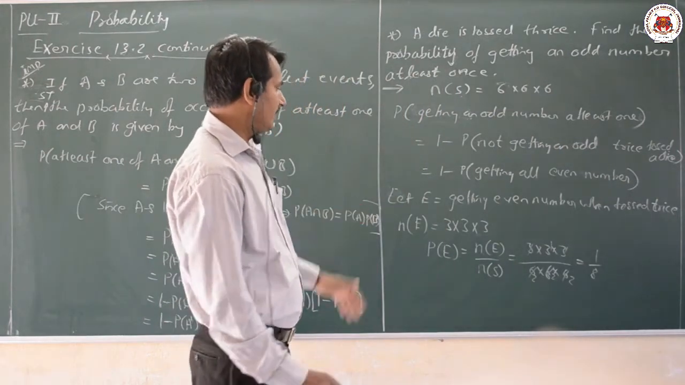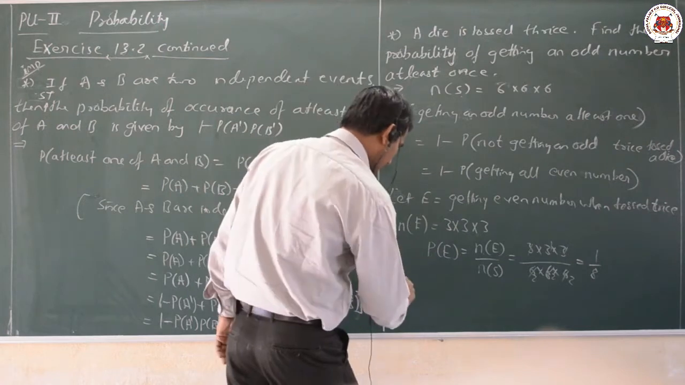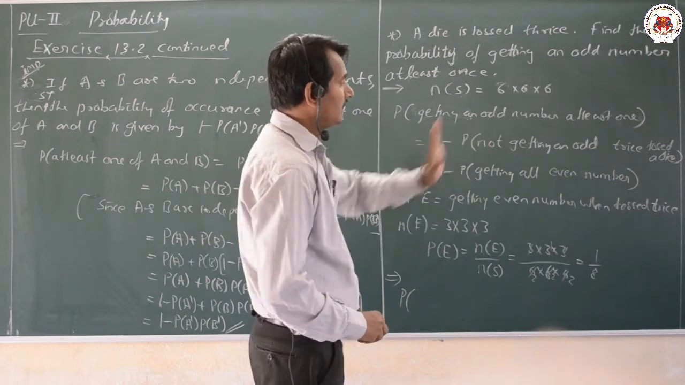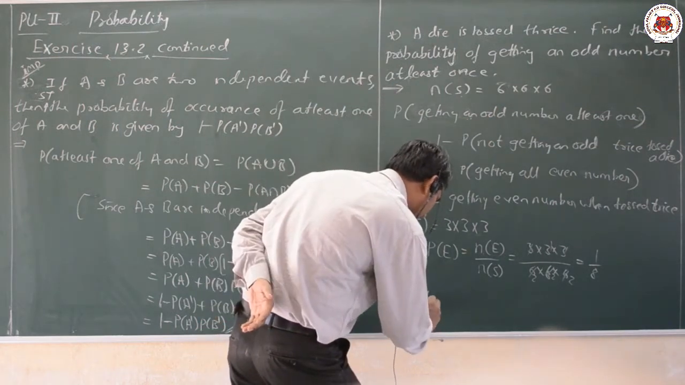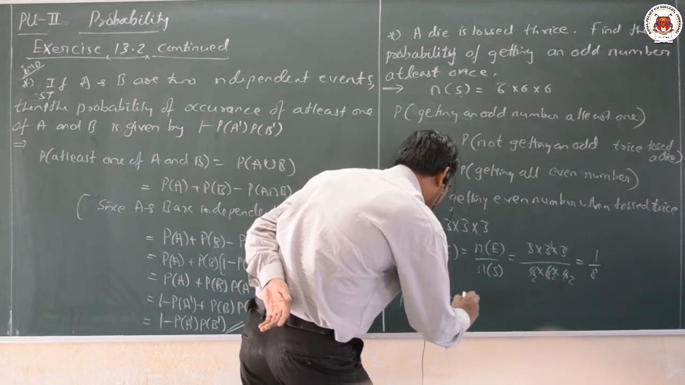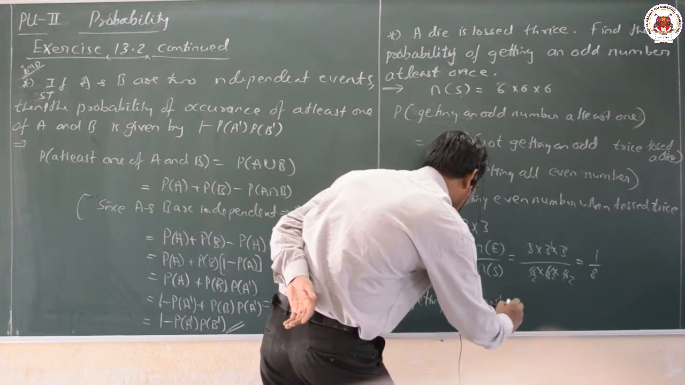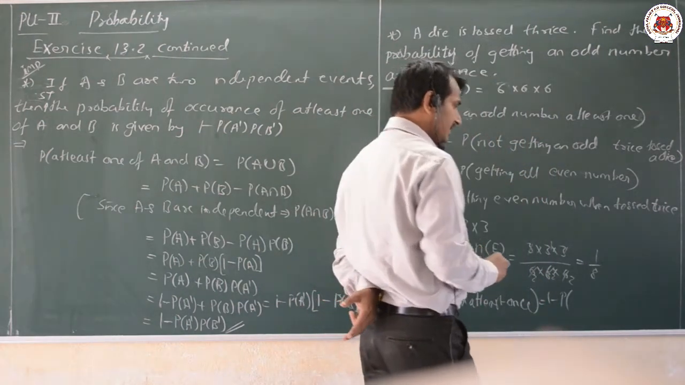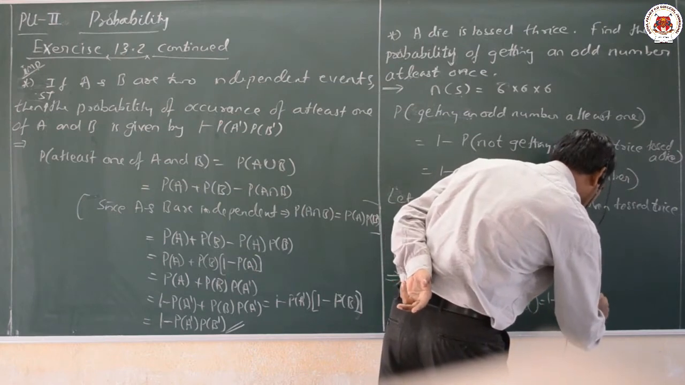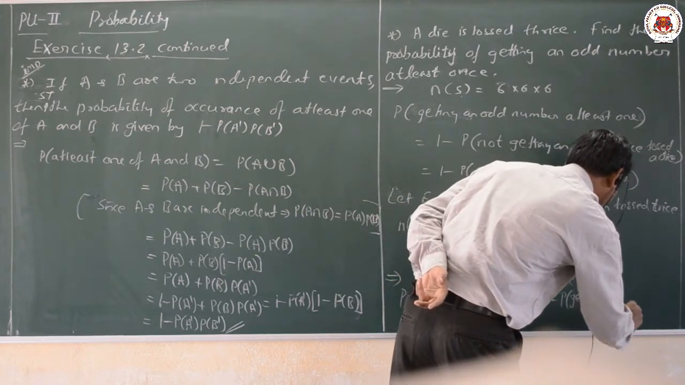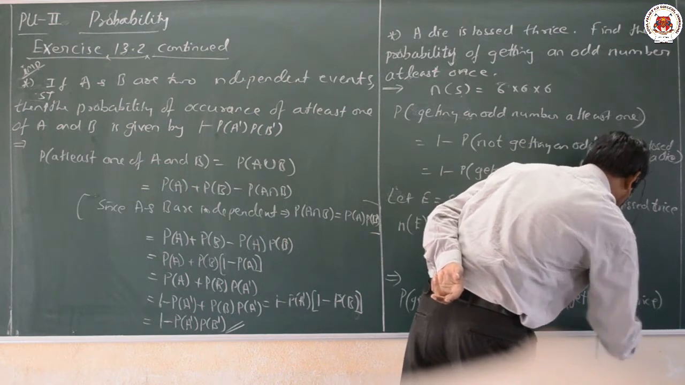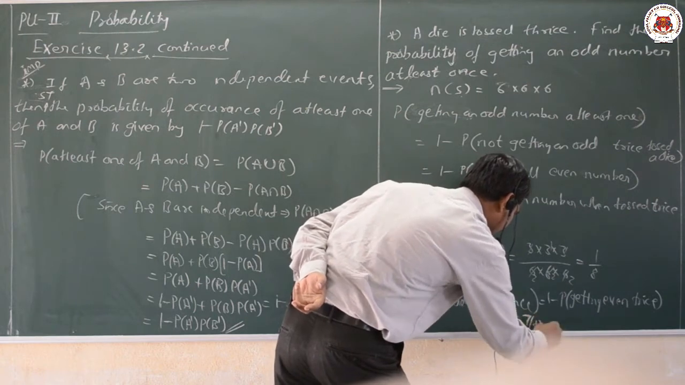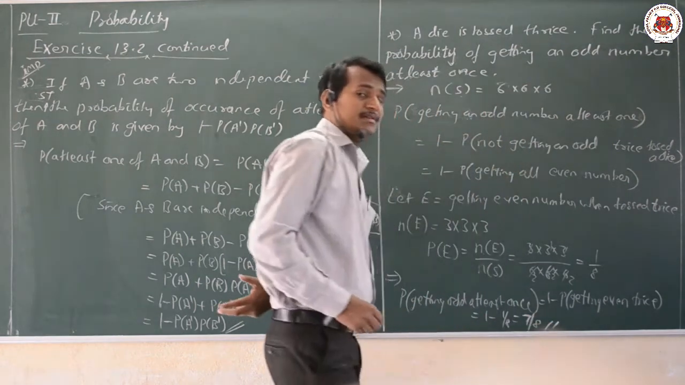But what actually I require is the probability of getting an odd number at least once, which is equal to 1 minus the probability of what we had shown here, that is getting an even number thrice. That is nothing but 1 minus 1 by 8, which is equal to 7 by 8. Okay, dear students, and that is nothing but our required result.